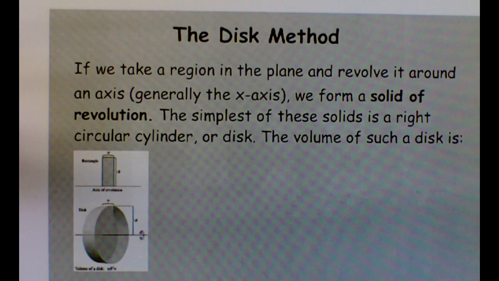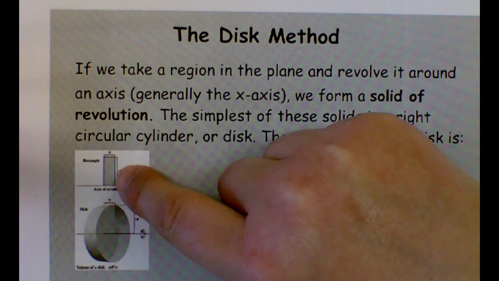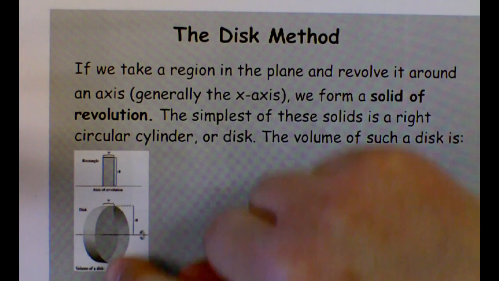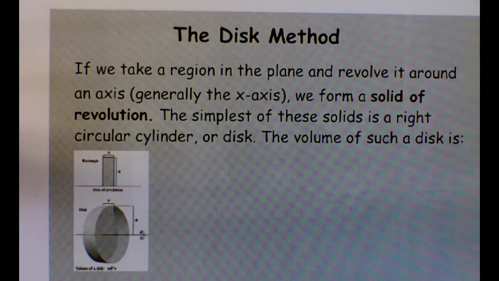If we take a region in the plane and revolve it around an axis, which is usually the x-axis, we form a solid of revolution. So basically, I just take this little piece and spin it around the axis, making a solid. The simplest of these solids is a right circular cylinder or disk.